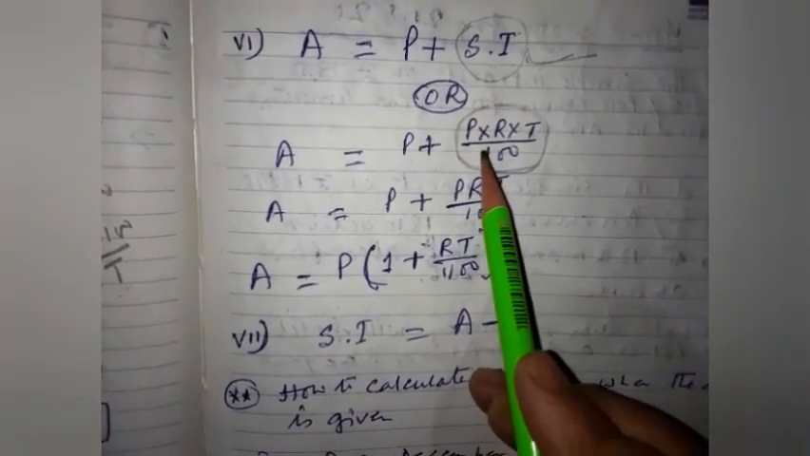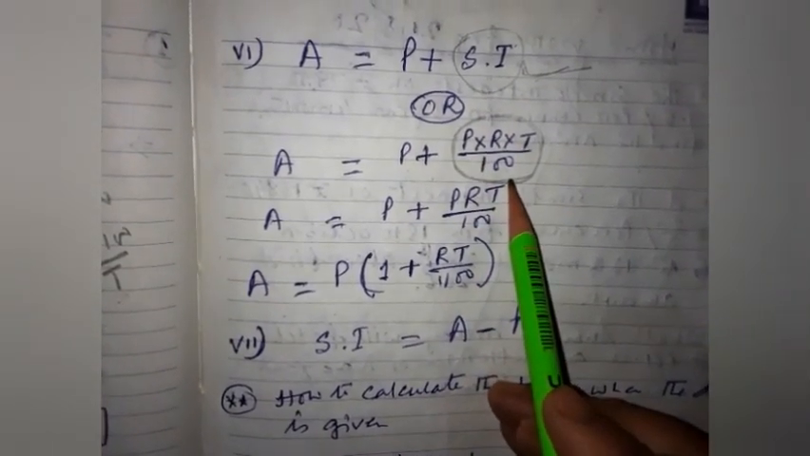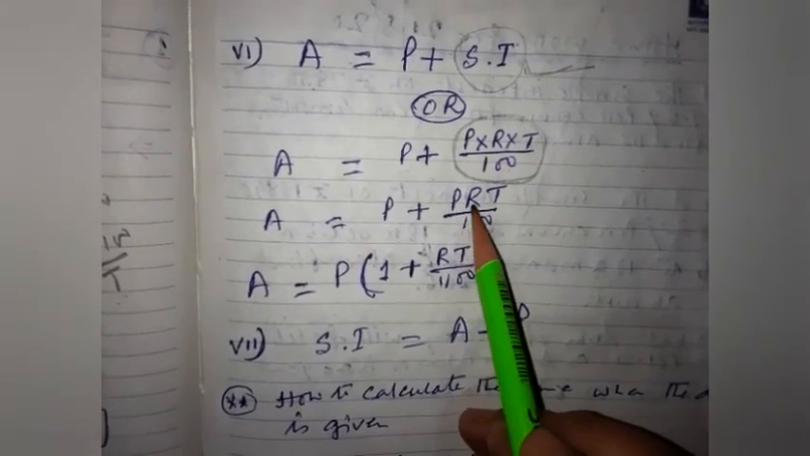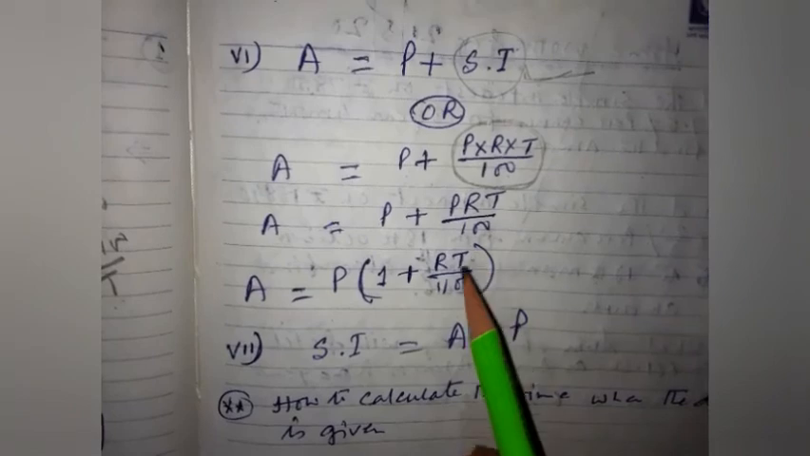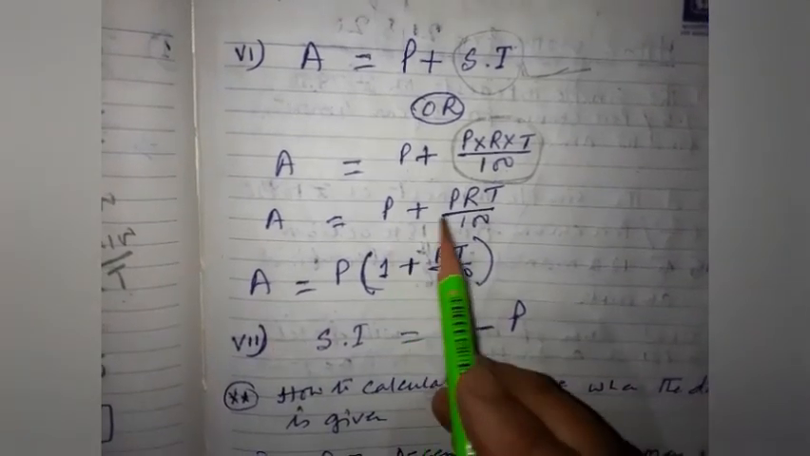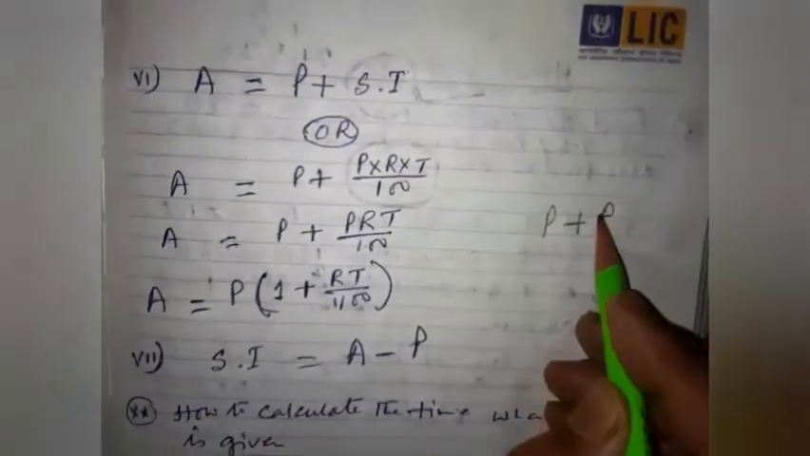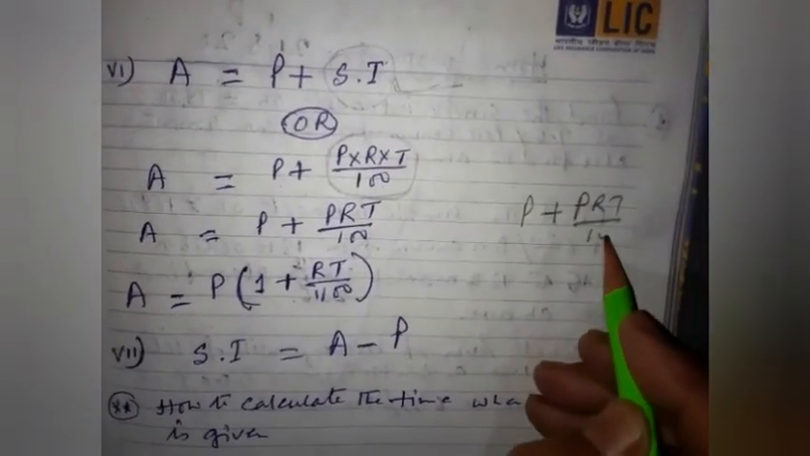How to find out SI? P into R into T by 100, you got it. A equal to P plus P into R into T by 100, you can write together. Now what I did, out of these two, the upper one, what is the upper one? P plus PRT by 100 is there or not?